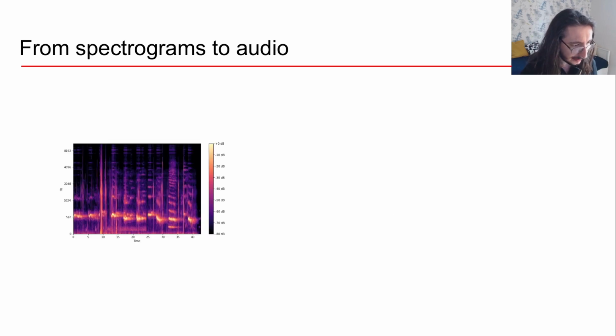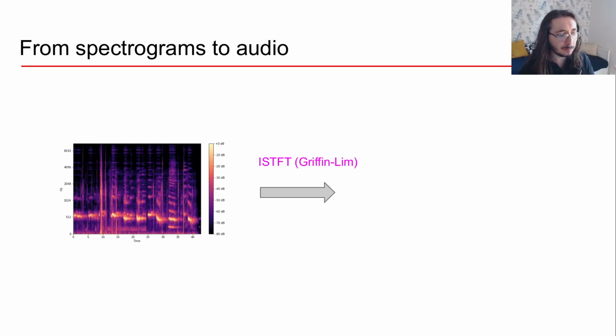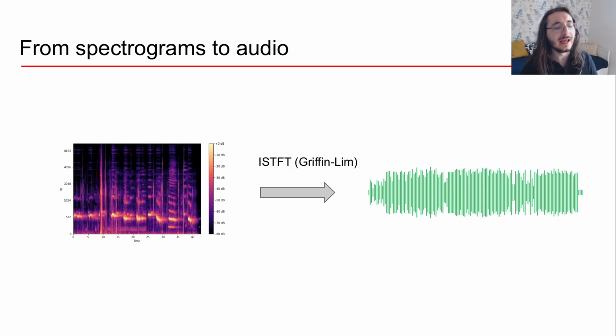Now, the next step is moving from spectrograms to audio, because if you followed along so far, you'll know that by now what we do is generate spectrograms. But of course, in the end, we want some audio files. And so how do we do that? Well, we start from spectrograms, then we apply the inverse short-time Fourier transform using specifically the Griffin-Lim algorithm, and we get as an output a waveform associated with the original spectrogram.